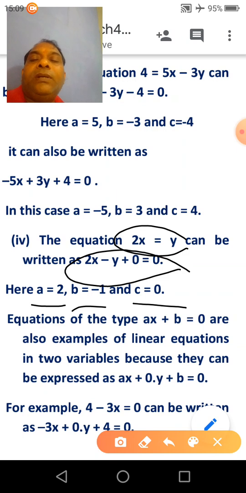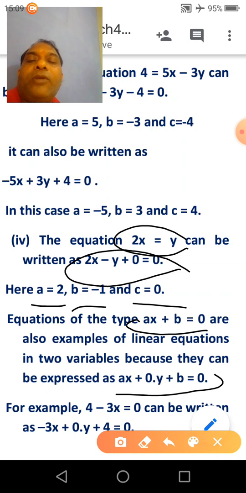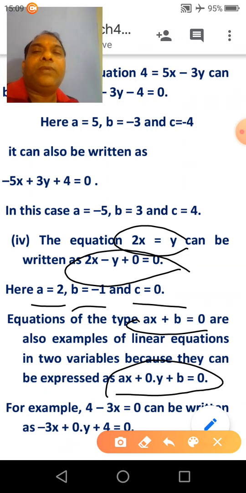Clear? So equations of the type ax plus b is equal to 0 are also examples of linear equations in two variables, because they can be expressed in the form of ax plus 0 into y plus b is equal to 0. Clear?